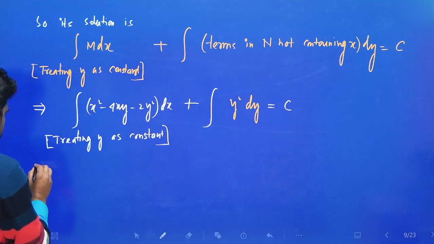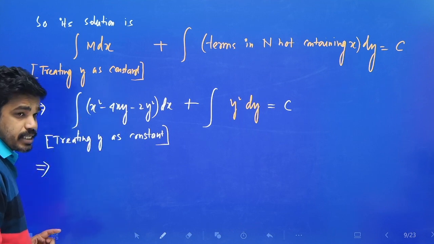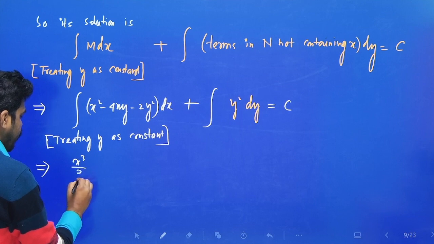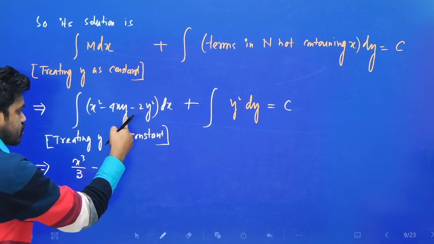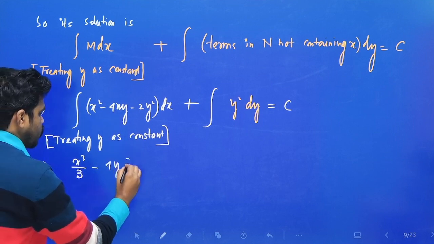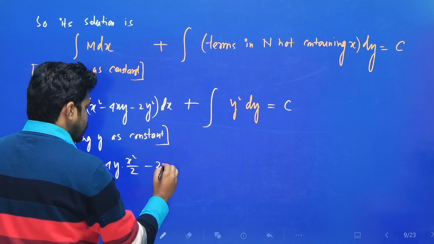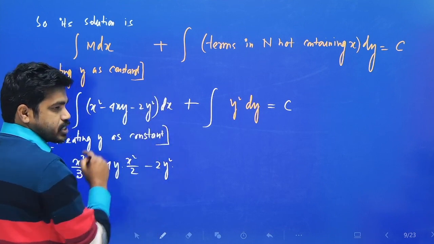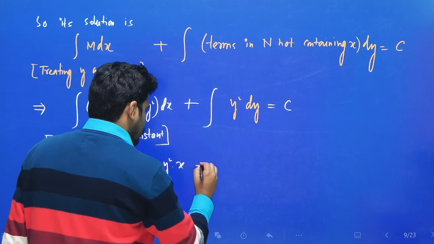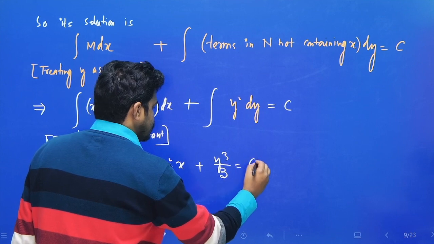So this implies, now integrate treating y as constant. Integrating x² gives x³/3. Treat y as constant, 4 is constant, y is constant, integrate x, that means x²/2. Treating y as constant, 2y² integrated with respect to dx gives simply x. Plus y² dy, that means y³/3, is equal to c.